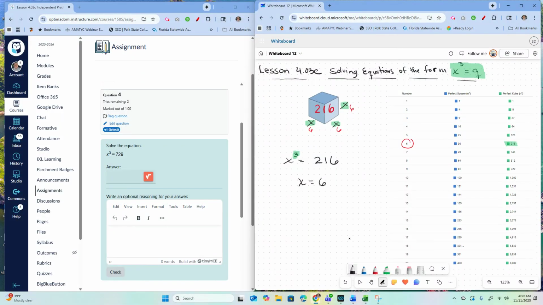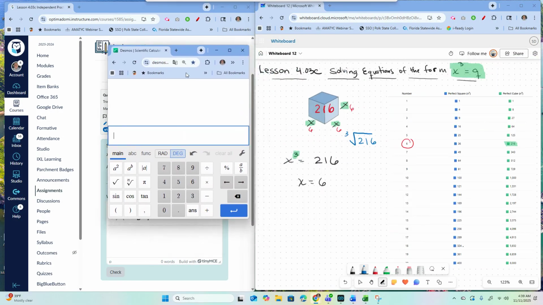But if you do not know the table, then this is the same thing as doing the cube root of 216. And you can use the calculator. And that's what I'm going to show you. So click on this key, type the little 3, inside you write 216, and you can see you get the same answer. Okay, let's go to the next one.